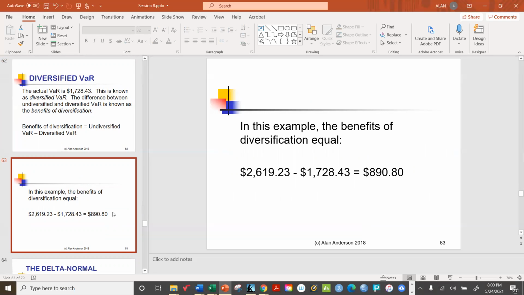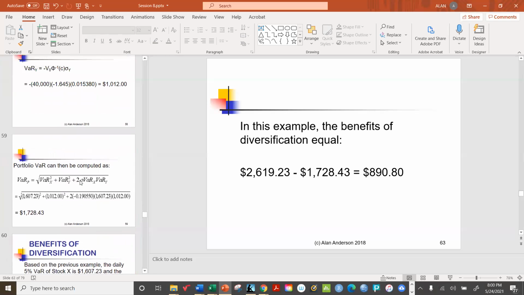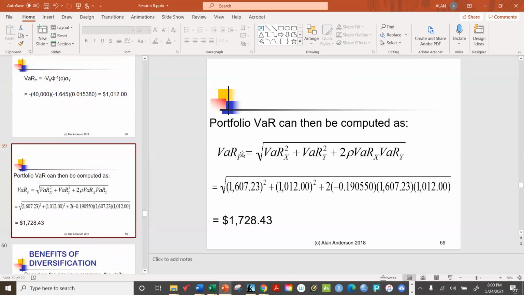So you can tell how much risk you've reduced just by calculating the diversified VAR and the undiversified VAR. In order to do this, like I said before, you need to use this formula right here, this one. You could probably do it with the other formula, but this is the one that makes it easier.